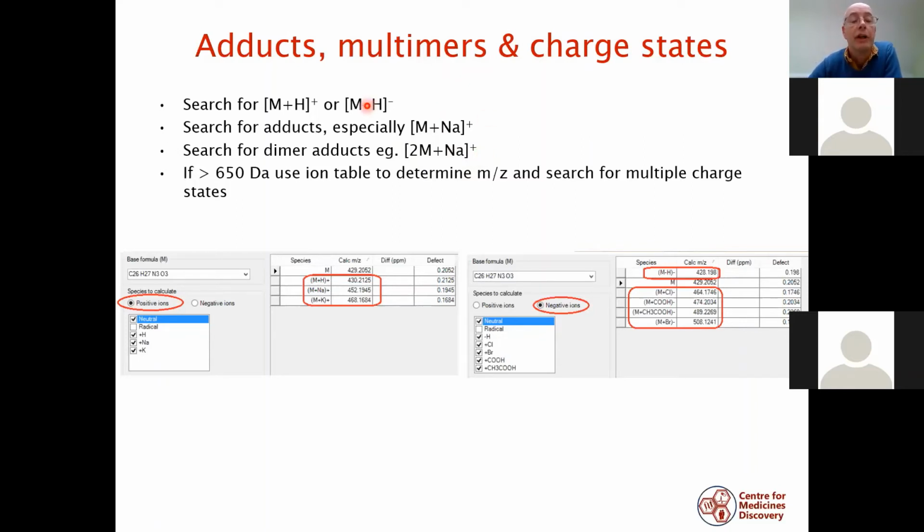This is for small molecules. If you are working on anything larger than about 600 Daltons, you should use an ion table. Use the ion table to determine the mass to charge, and then you're going to look for multiple charge states. So just to show you, this is a mass calculator. You put in your base formula here, and these are the species where it calculates the ions that you may see. In negative ion mode, there's a different set of ions you may be looking for.